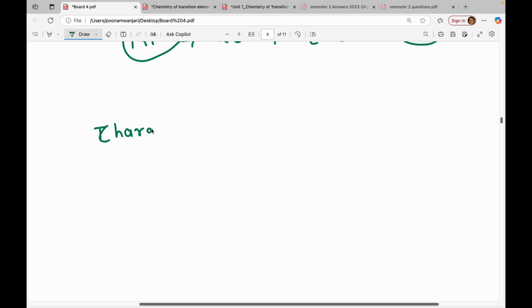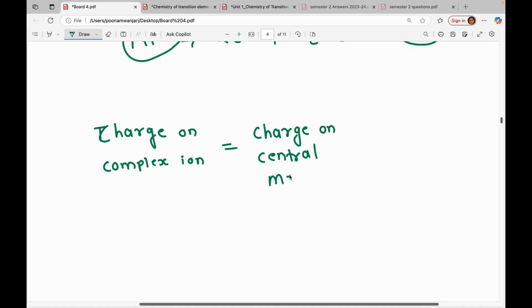Charge on complex, you can note down the formula. Charge on complex ion is equal to charge on central metal plus the sum of, or you can write down total sum of, charge on ligand, summation of charge on ligand.